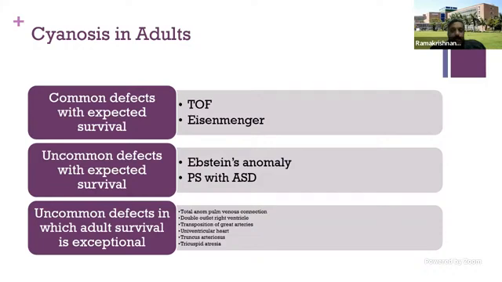We'll come to the details later. Eisenmenger syndrome commonly becomes symptomatic in the 2nd decade to 4th decade of life, depending on the underlying etiology.